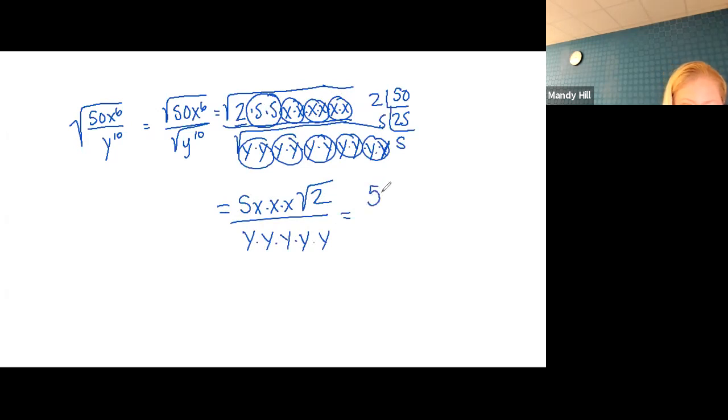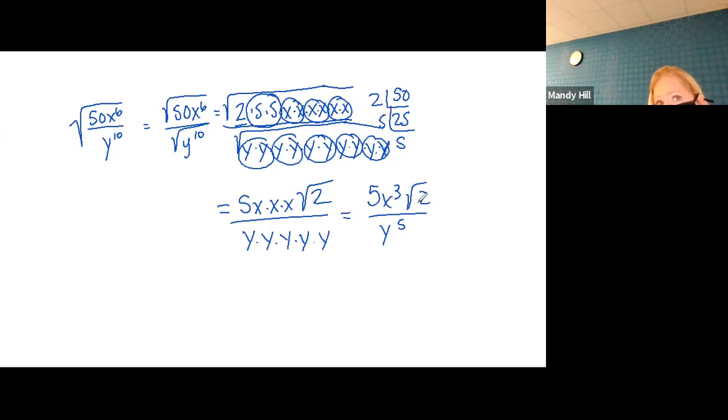That's going to be 5x, since I have 3 of them, x to the third square root of 2. And on the bottom, I would have a y to the 5th. y times y times y times y times y. y to the 5th power.